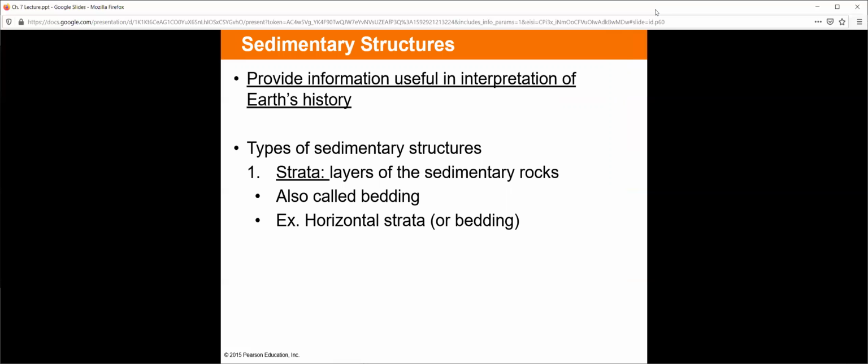The type of sedimentary structures we talk about include strata, or you're probably going to refer to it best as bedding. What is strata? Well, that's the layers of the rock we looked at. I talked about before, the difference between a shale and a siltstone is the shale has layers. It looks like there's different beds of rock, different little horizontal sections of rock that were laid on top of each other.